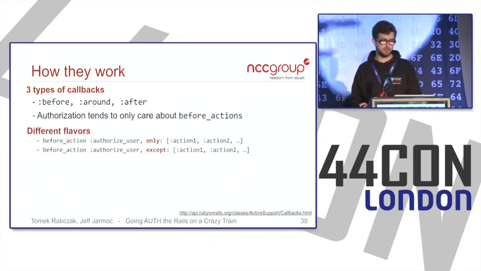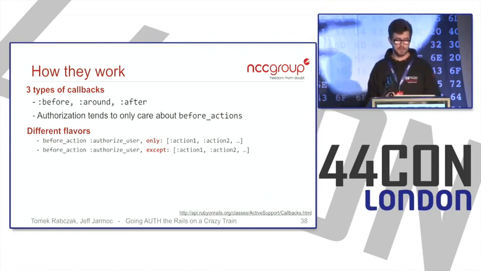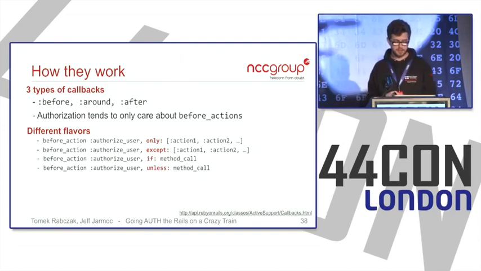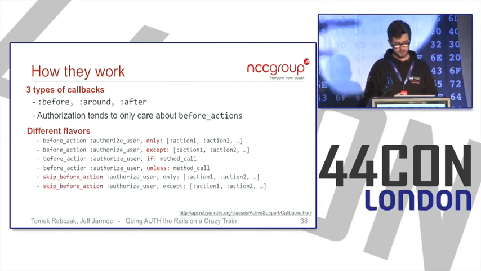And you'll see these in a few different flavors. This is going to be the most popular option here, but it's just the different use of the flags. So here we have only and except. We're saying only run it on this list of actions. Except is the opposite of that, run it on every single action except the ones listed. You can also specify conditional methods. So you can say run the authorized user check if this method call returns true, or unless this method call returns true. Another interesting one is the skip before action.